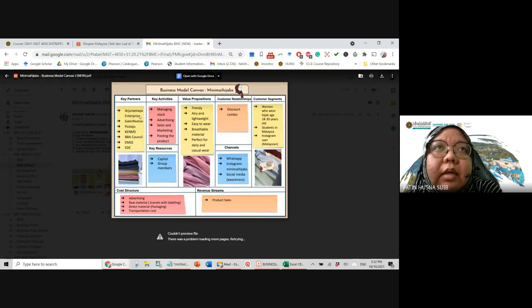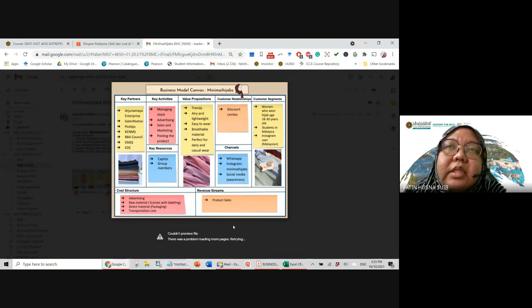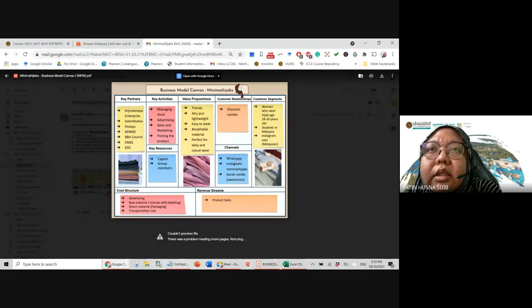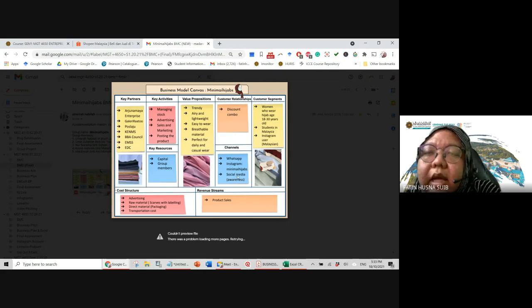Basically, Arjuna Maya Enterprise, when you put it here, I know that this is your supplier. This one is basically on package delivery. As you can see here, they put Pos Laju, but they don't put delivery. So there is a minus mark, missing information. In channels, they just put WhatsApp, Instagram, Minimal Hijab, social media awareness. This one also gets a minus mark. It should be very detailed, just the direct account name.